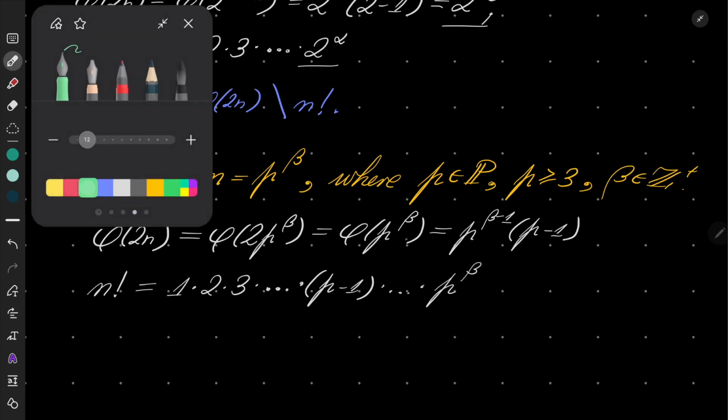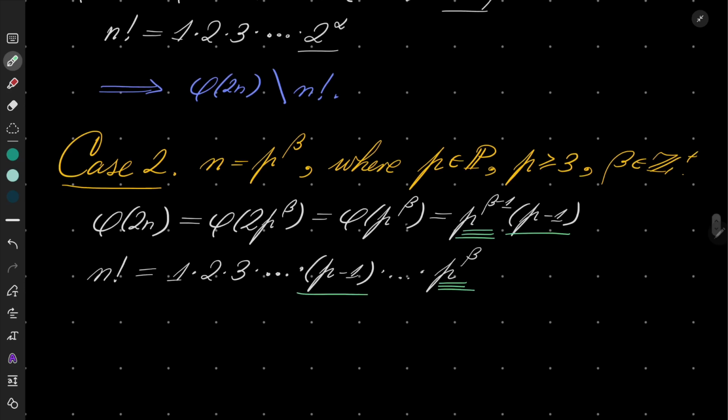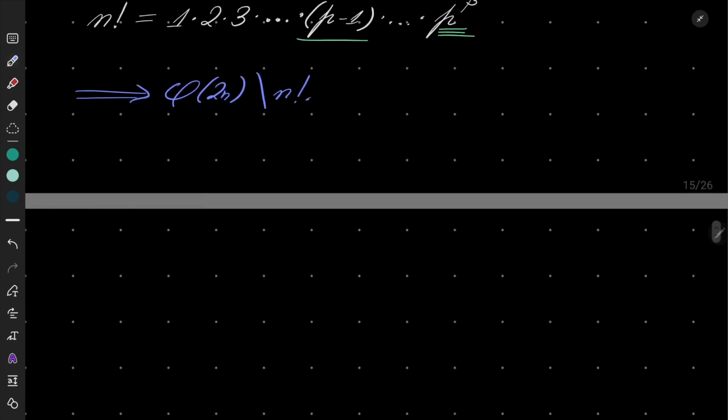And now let's take a look. P minus 1 divides this occurrence of p minus 1. P to the power beta minus 1 divides p to the power of beta. Which means that also in this case, phi of 2n also divides n factorial. In this case. And now the general case.